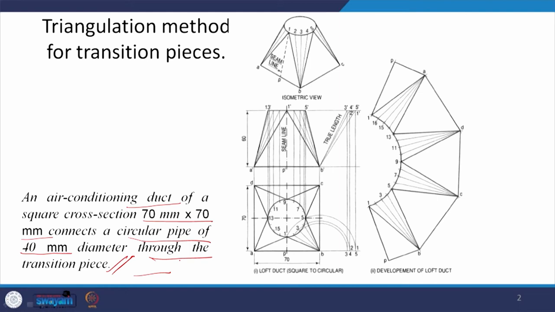How do we join them together? This transition piece will be made by using a plate which will be folded. This has to be designed. This is where the development of surfaces is actually required. So, what do you do?